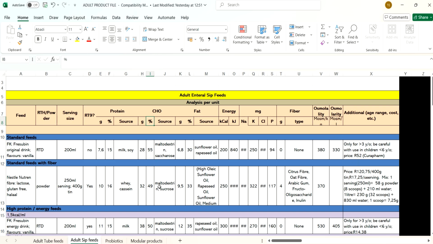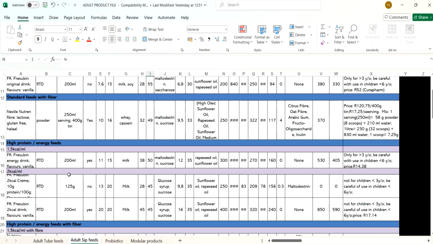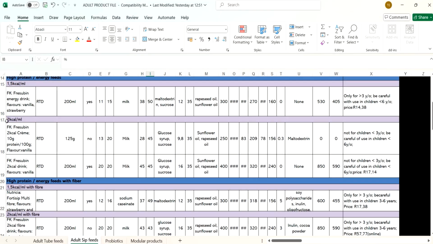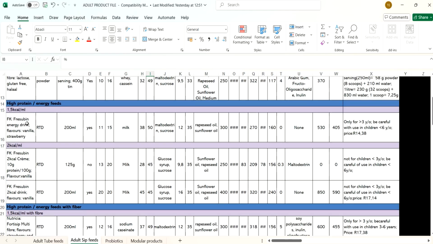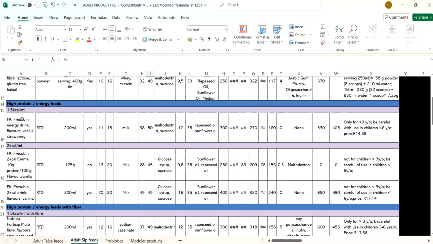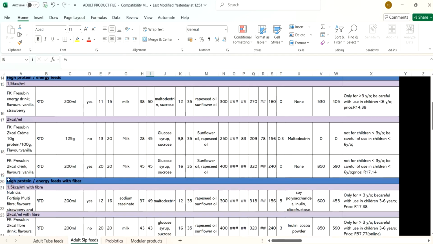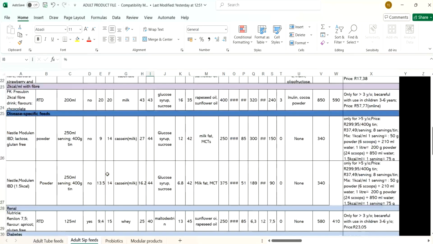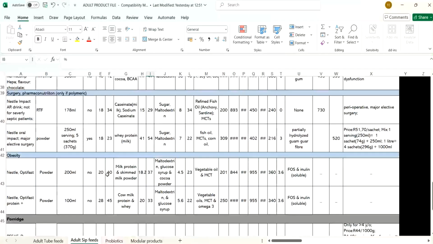The categories are exactly the same: standard feeds with fiber, high protein, energy, all of those things. With these feeds, because they are flavored, because it's sip feeds, you can add in the various flavors. So for example, for high protein or energy feeds, we have Resource energy drink, which is available in vanilla and strawberry, for example. So it just makes it easier. For example, if you know your patient doesn't really like chocolate flavored things, you can recommend vanilla or strawberry, things like that. But everything here is basically the same as the tube feeds.